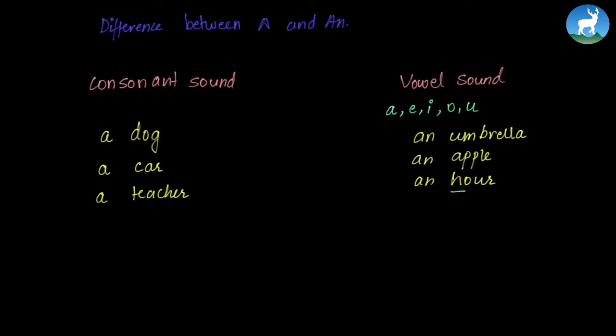Hence, we designate an in front of hour. Another example is usual. Even though we use U, which is a vowel alphabet, we do not use a vowel sound when we say usual. We use Y while we pronounce usual. Hence, we designate the article a in front of usual, though it begins with a vowel alphabet.